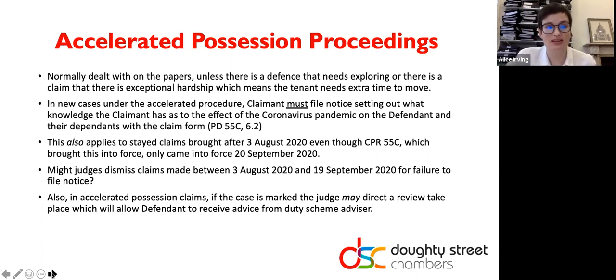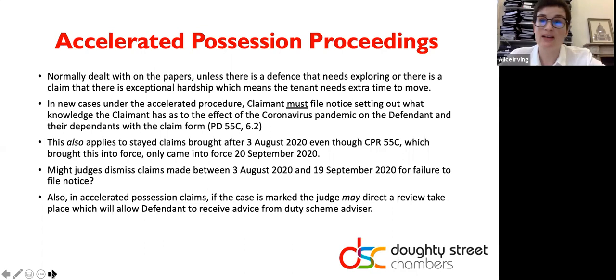Things to note. As I noted before, you might be able to insert a bit of space into this process if the case is COVID-19 case marked. A judge might put in a review date, or something equivalent to a review date, if you manage to do that, so that things can be looked at. And that might give you a chance to get legal advice, so there's potential there.